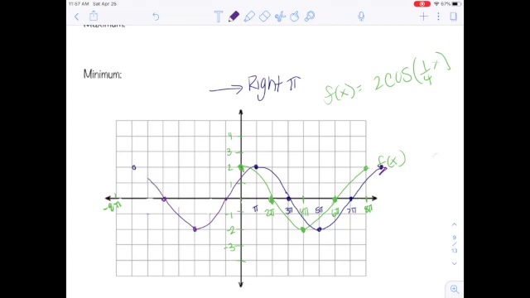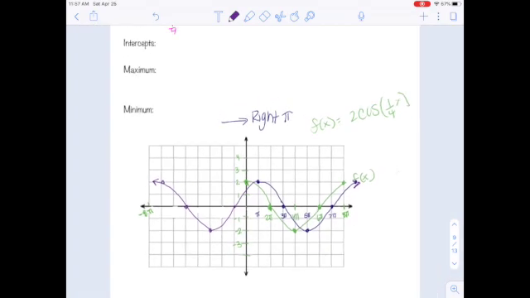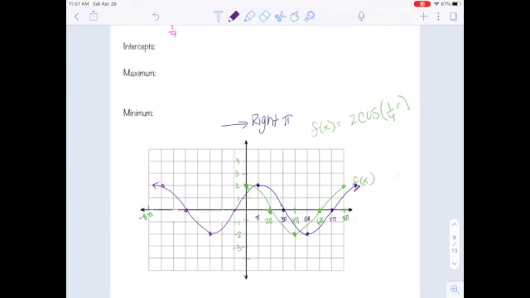Up to 2. All right, and shoot it off in that direction. All right, so let's talk about our intercepts.